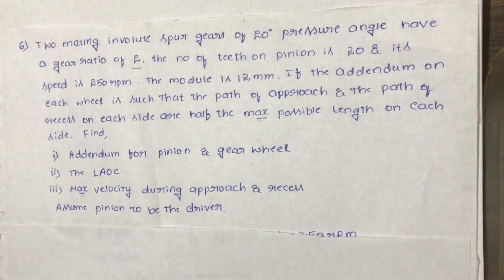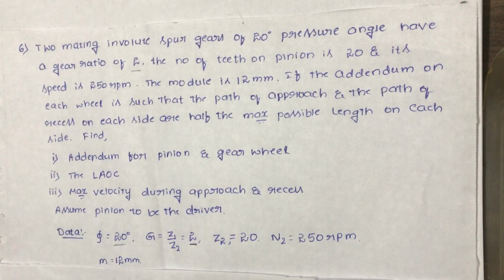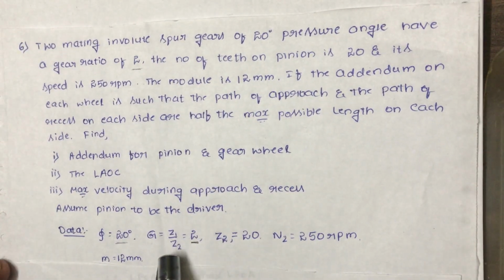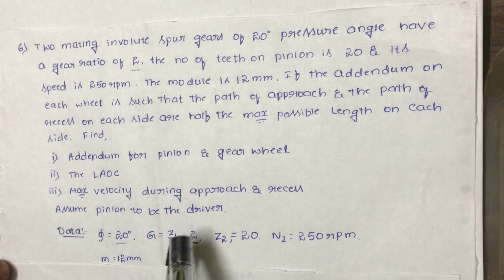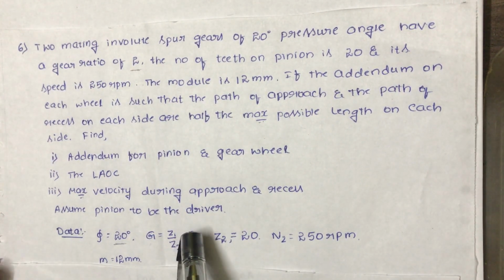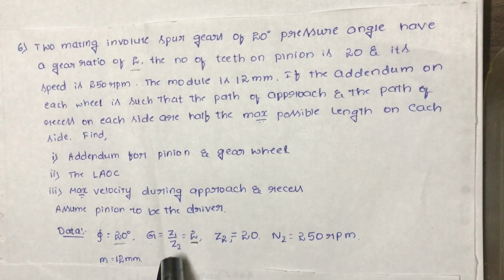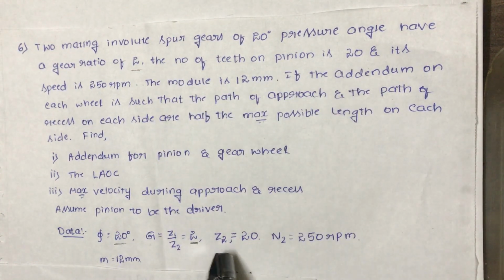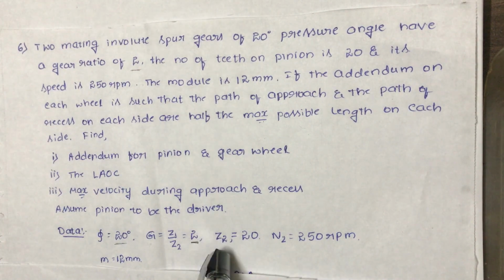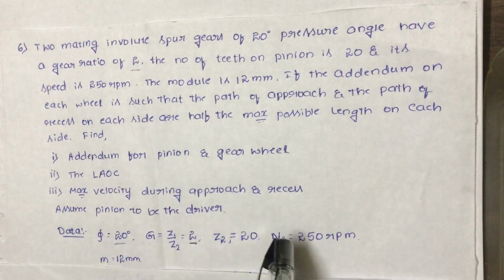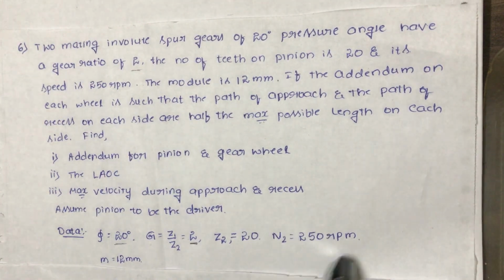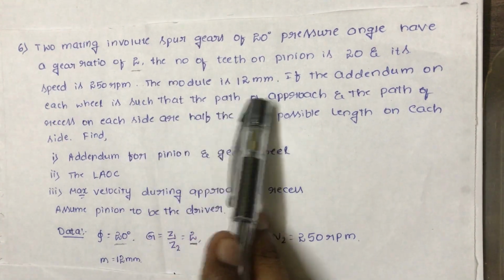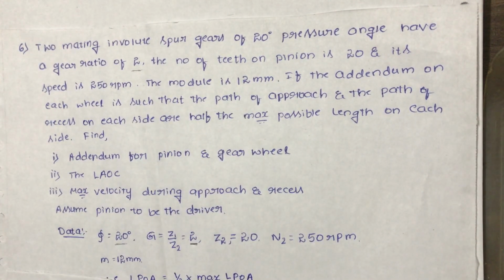Okay, the data given are the pressure angle, that is 20 degree, and have a gear ratio of 2, that is capital G is equal to Z1 by Z2. That means it is the ratio of total number of teeth on gear divided by total number of teeth on pinion, so that is equal to 2. Next, the number of teeth on pinion is 20. Pinion means that is Z2, correct? Z2 is equal to 20 and its speed is 250 rpm. That means this speed is related to the pinion. The module is 12 mm, m is equal to 12 mm.